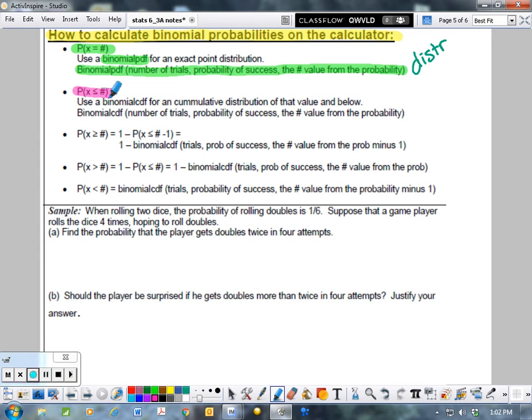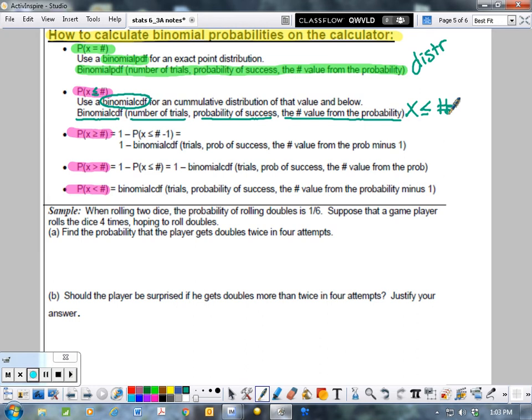So if you have a less than or equal to, there are multiple different things that you can do for that. Here are just some guidelines that I wrote up. This is going to be the binomial CDF. When it's less than or equal to, you can just type it in as is. There are no changes you have to make. So you do a binomial CDF, the number of trials, the probability of success, and the number value from your probability. This is saying that you want X is less than or equal to whatever that number is.